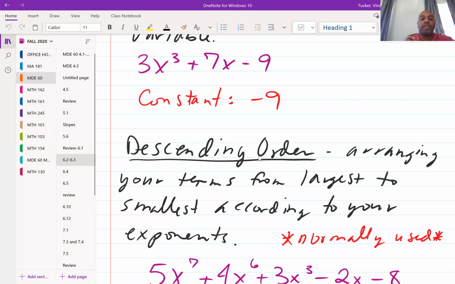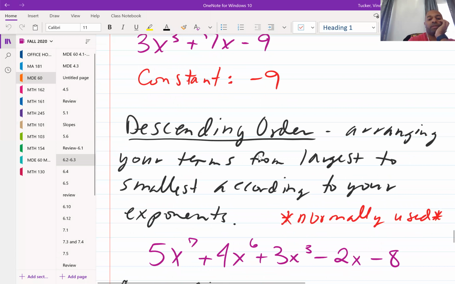Descending order is arranging your terms from largest to smallest according to your exponents. And that's what's normally asked of you. So 5x to the 7th plus 4x to the 6th plus 3x cubed minus 2x minus 8 would be considered being written in descending order.